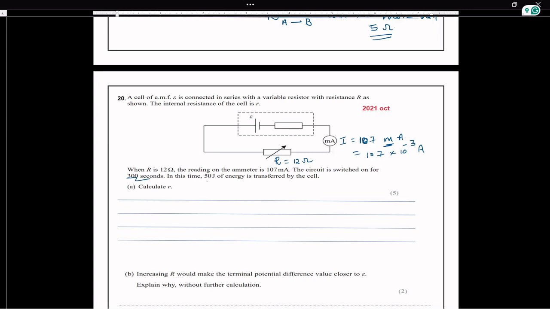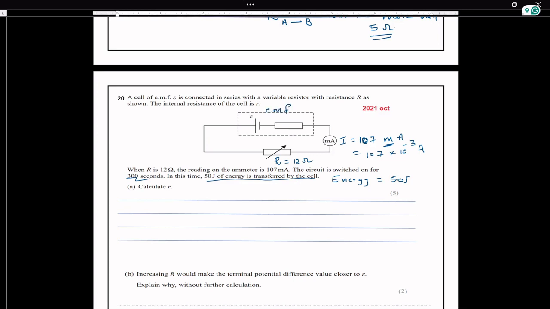In this time, 50 joule of energy is transferred by the cell. So energy transferred is 50 joules. These are the informations given. Now 50 joules of energy transferred means the EMF. So this is the total voltage here. We can call it the EMF.